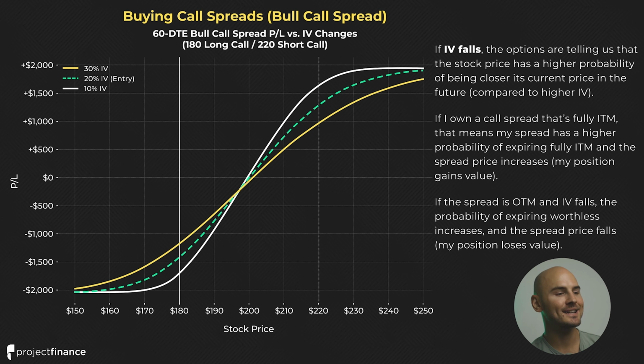However, if the spread is out of the money and implied volatility falls, that means that the probability of my spread expiring worthless will actually increase, and therefore the spread price will fall and my position will lose value.